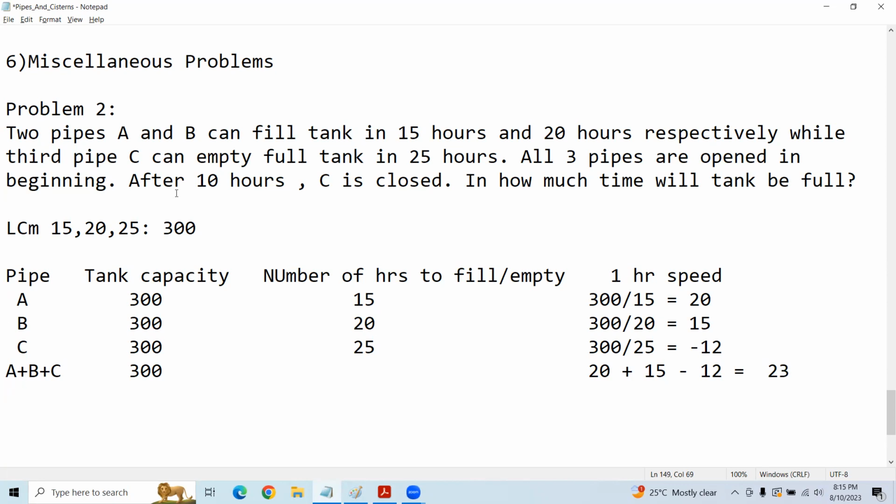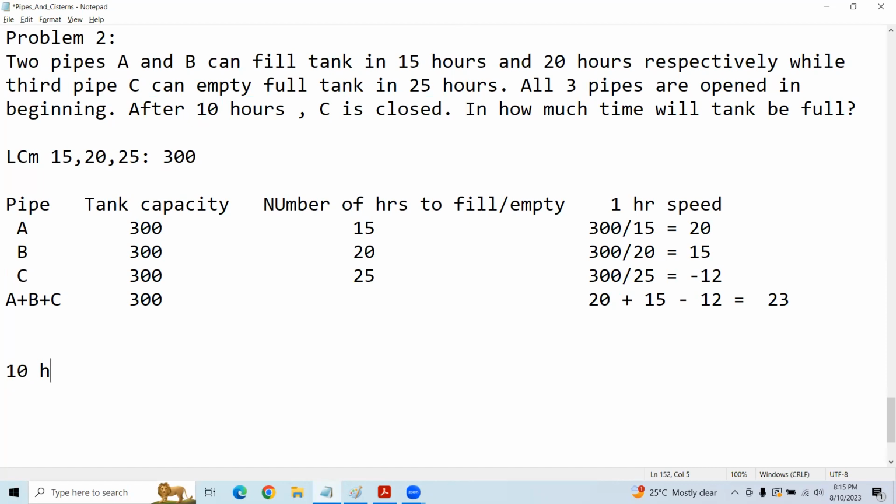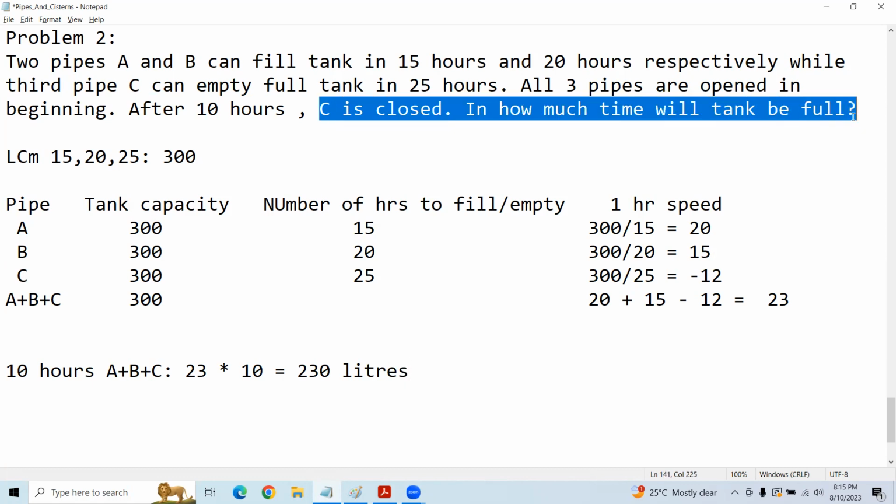Now, after 10 hours, C is closed. For 10 hours, all three pipes A plus B plus C are open, so can we say 23 into 10, because the 1 hour speed is 23. So 23 into 10 will become 230. So 230 liter of water will already be filled in the tank. Now, in how much time will the tank be full? C is closed.